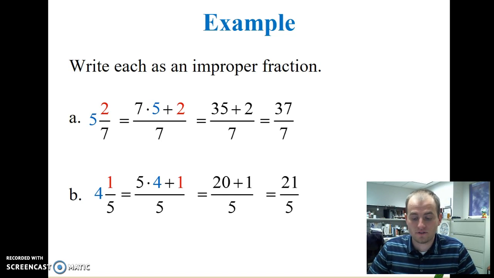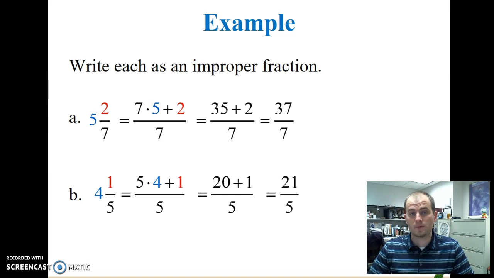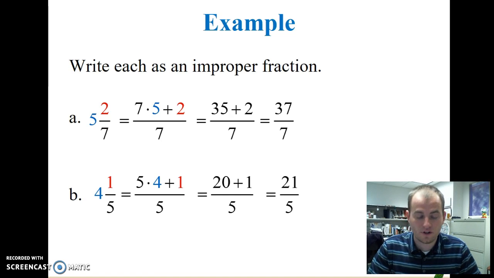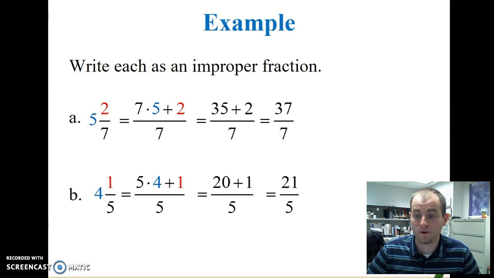So again, for class, I would like you to have C and D done from number 1, C and D done from number 2, and number 4. Go ahead and attempt those, and when you come into class, I'll take a look at them and see how you did, and then you can begin working on your homework.